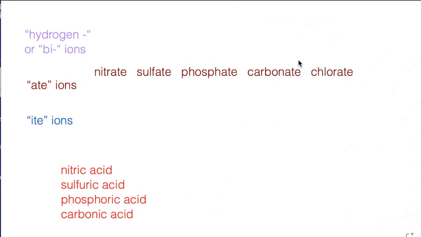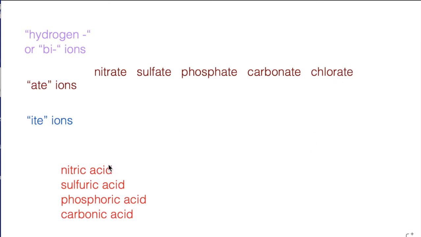Let's see if we can find some patterns that make it a little easier to remember the polyatomic ions. This doesn't cover all the polyatomic ions, but it could help with some of them. The first ions I would start with are the -ate ions, the 5 that are in bold on your chart: nitrate, sulfate, phosphate, carbonate, and chlorate.